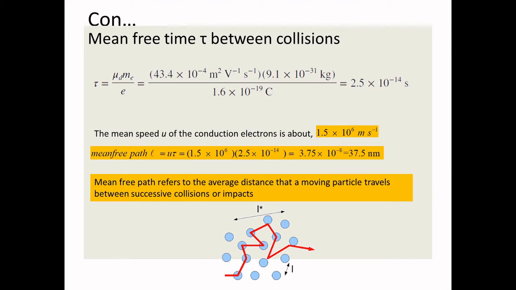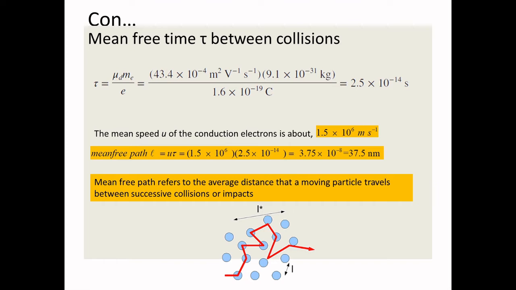I hope you understand this problem. We have calculated the tau. Once you know the tau, you know the tau is nothing but a mean free time between the collisions. Now I want to find what is your mean free path. What is the formula? L equal to u into tau.